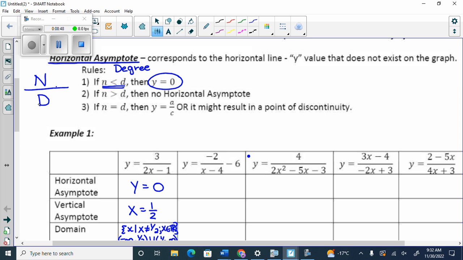Guys, how are we going to get non-permissible values for this one? We're going to have to factor it. Factor. Decomp. Go, go, go.